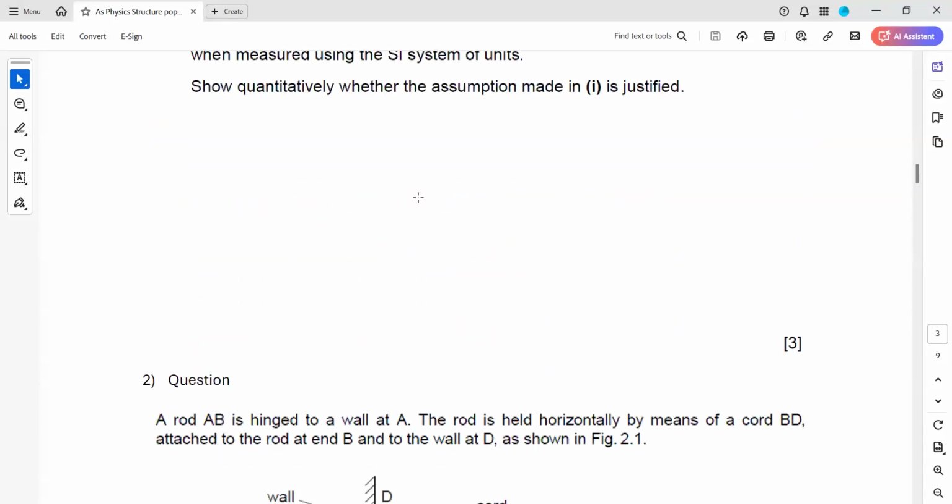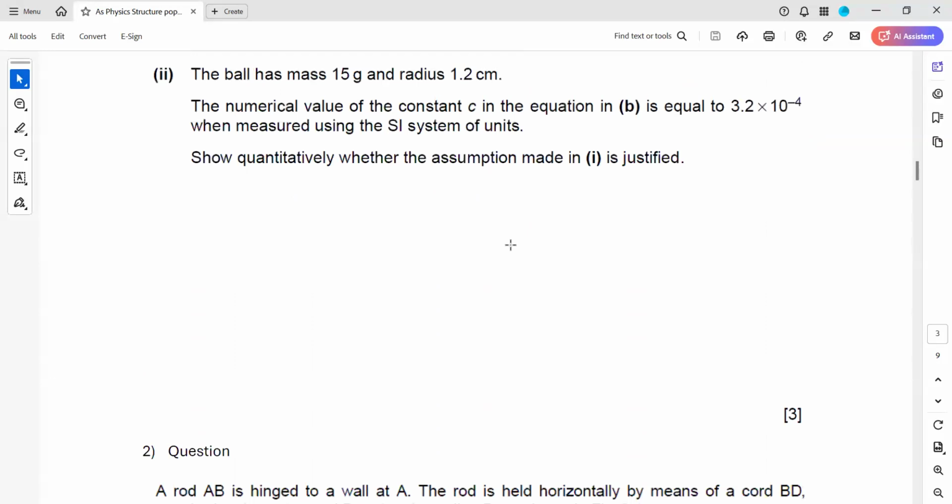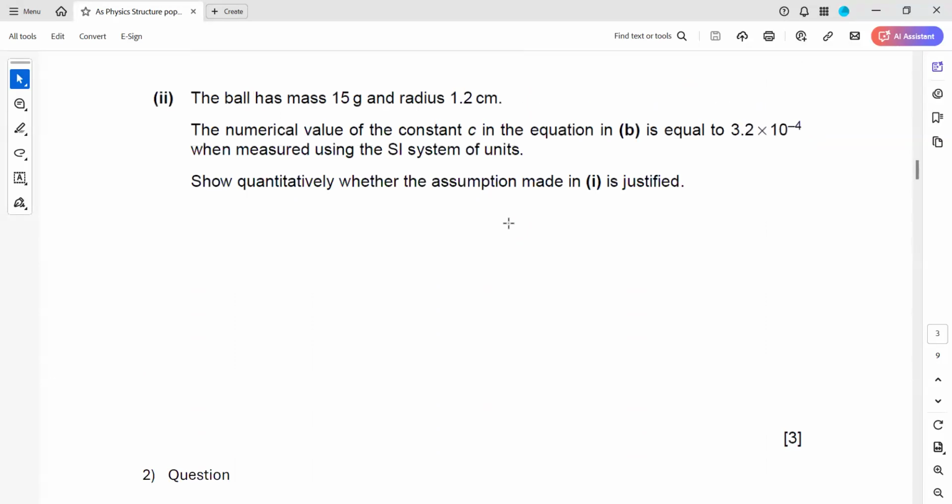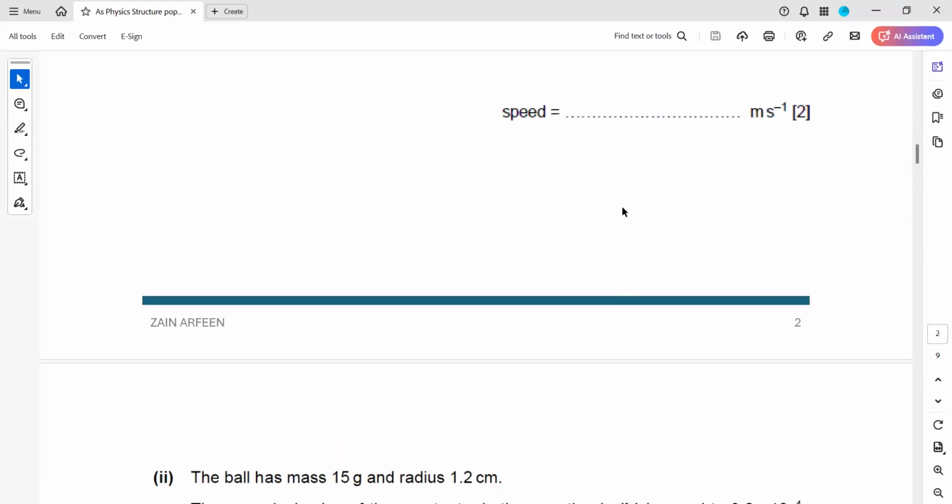Any other doubt? Part C2. Okay. The ball has a mass of 15 grams and a radius of 1.2 centimeters. The numerical value of the constant C in the equation for F is 3.2 times 10 to the power minus 4 when measured using the SI system of units. Show quantitatively whether the assumption made is justified. What is the assumption made in part 1?